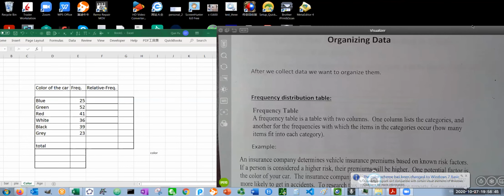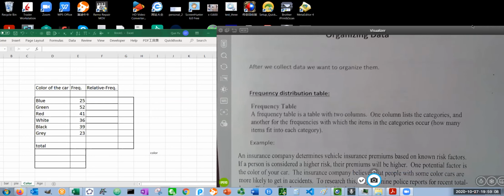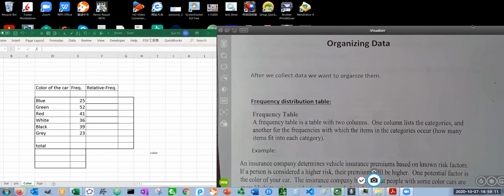Hi everyone. In this video, we are going to learn how to calculate the relative frequency. First, we need to understand what a frequency distribution table is before we can calculate the relative frequencies. Let's get started.